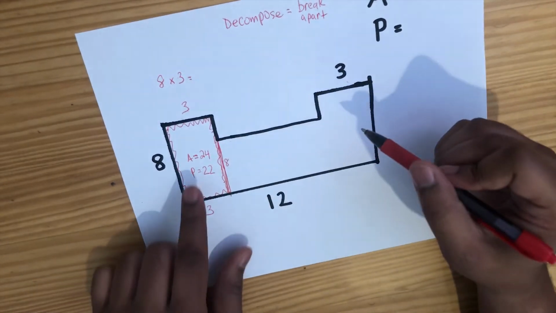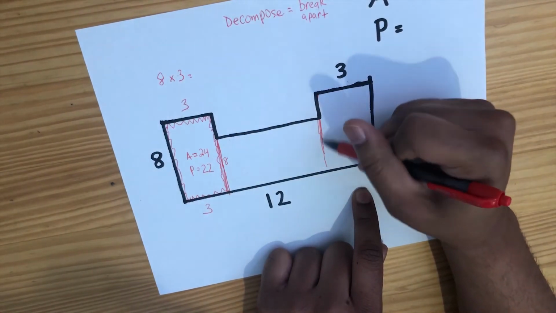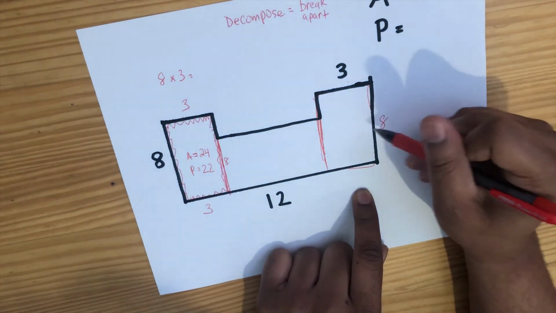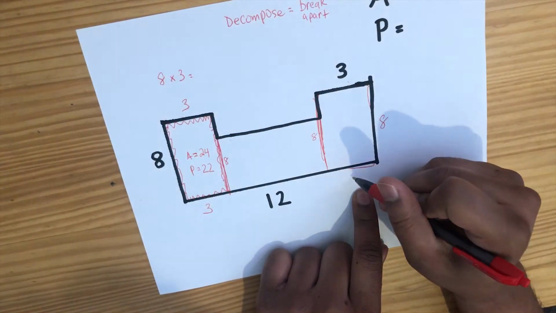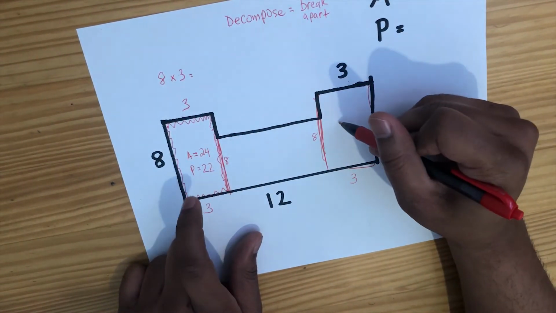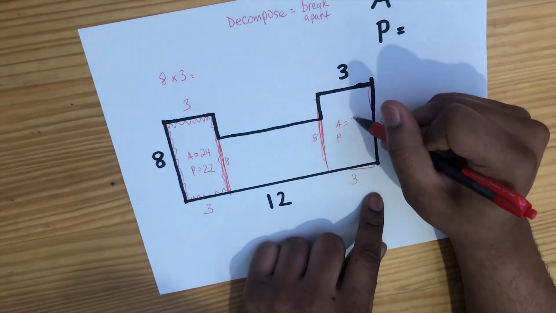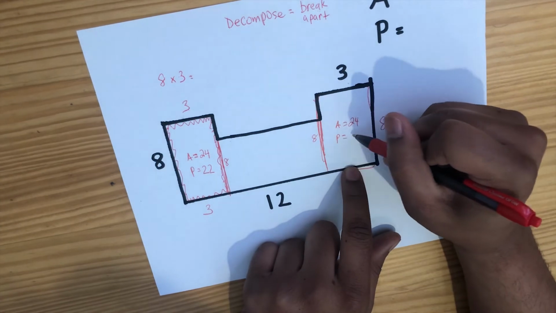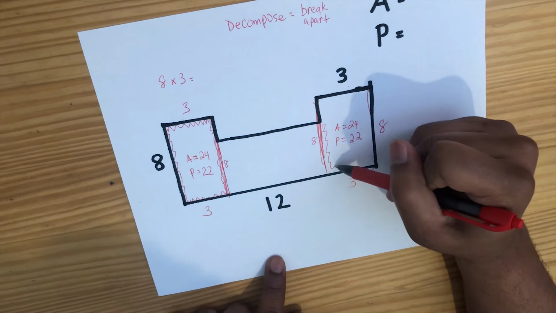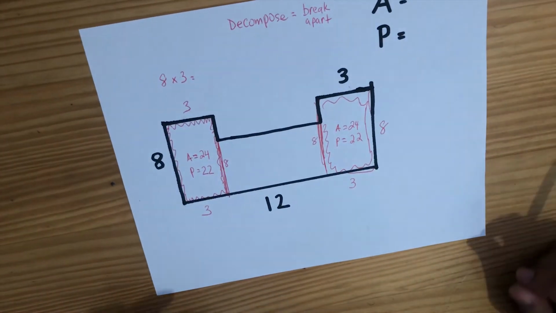So this part of the shape looks a lot like this other part of the shape. If I decompose it the same way, I said this side was 8, which means this side is going to be 8. This top is 3, which means this top is 3. So here we have the same 2 shapes, so my answers are going to be the same. The area for this side is 24. The perimeter for this side is going to be 22. So now I'm done with both of these ends. Now I just have to find my middle.